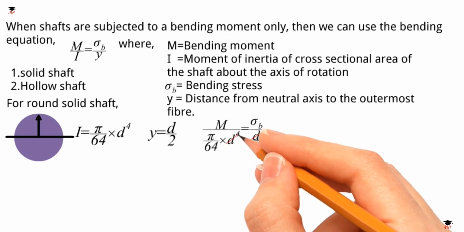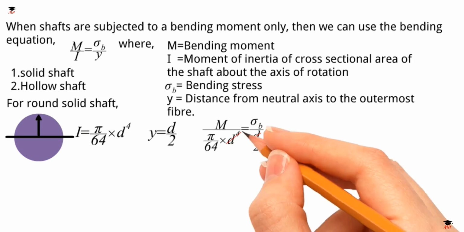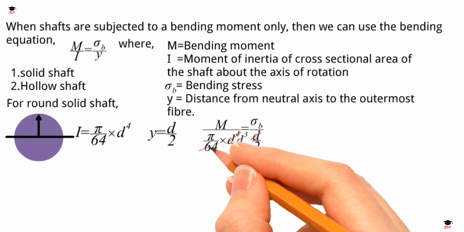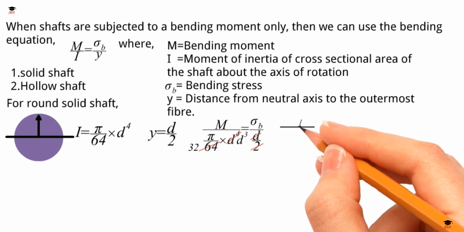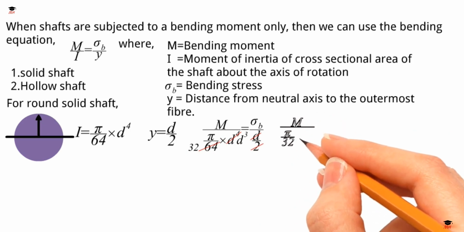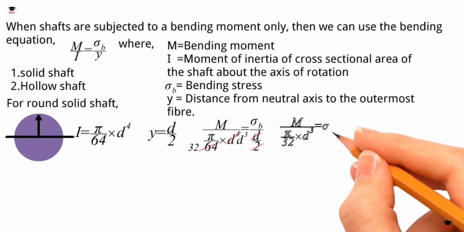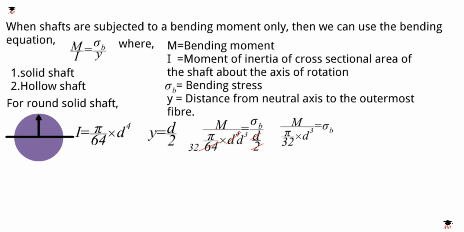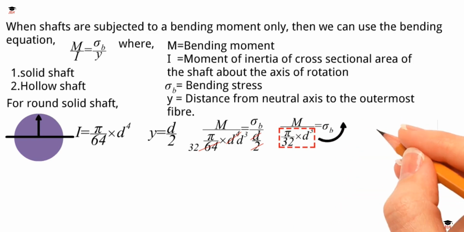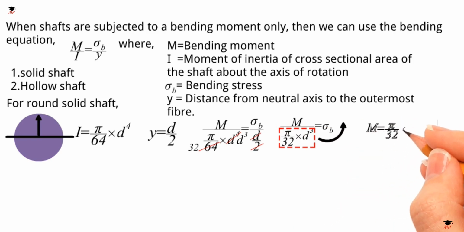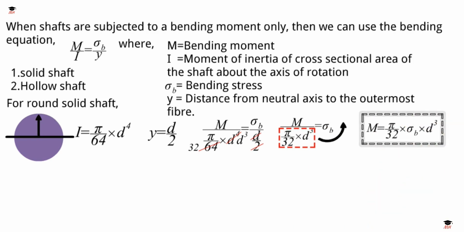So cancel d from both the sides, we get d cube, and dividing 64 by 2, we are left with 32. After rearranging the terms, we get M upon pi by 32 into d raised to 3 equals sigma b. Now we shift this term to the other side, and the final expression for bending moment is M equals pi by 32 into sigma b into d cube. By using this expression we can find out the diameter for a solid shaft.